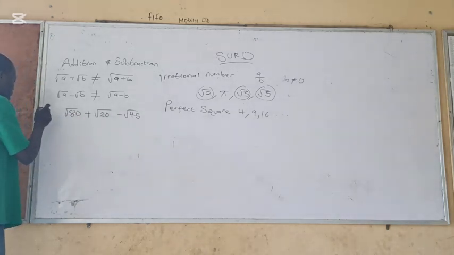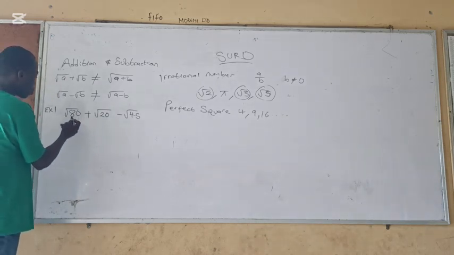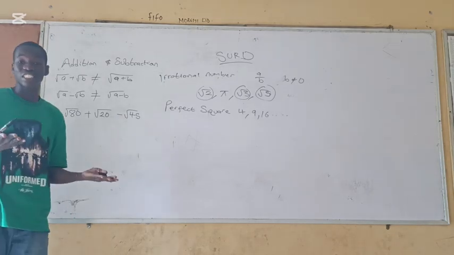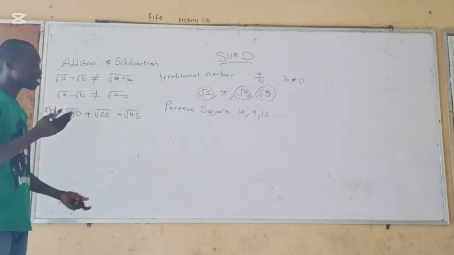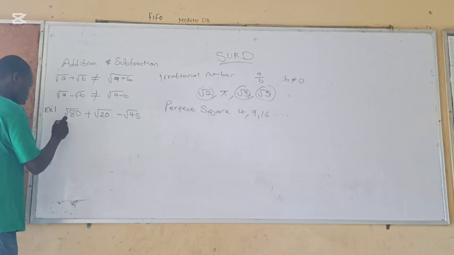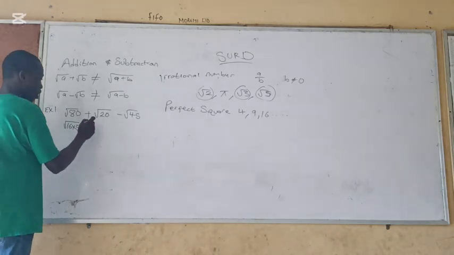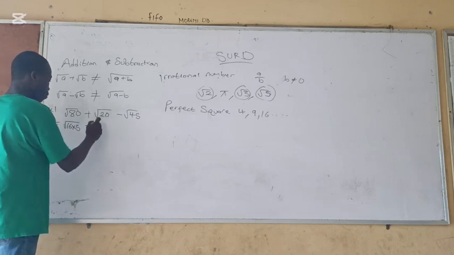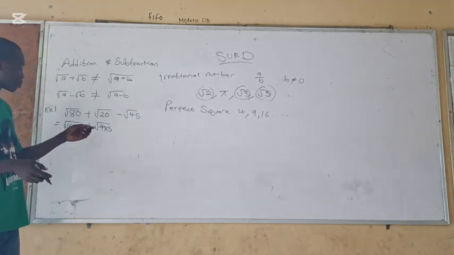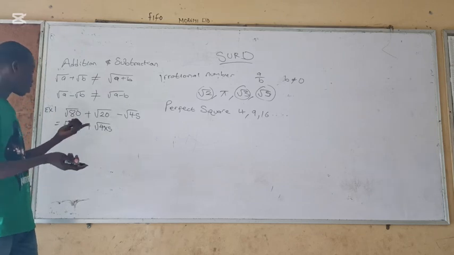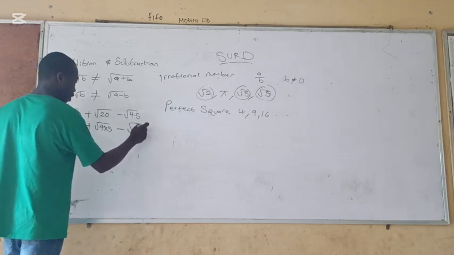Now, this is example 1, under addition and subtraction. If you look at 80, you can express it as 16 multiplied by 5, because 16 is a perfect square and you can easily find its root. Then for 20, we express it as 4 multiplied by 5. 4 is a perfect square, so you can find the root. And 45 we can express as 9 multiplied by 5.